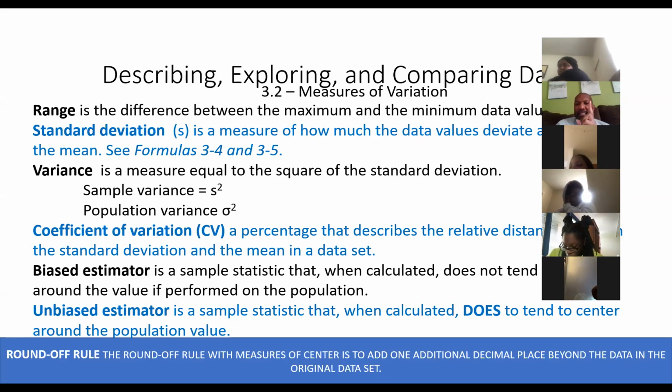Now, a biased estimator is a little different. A biased estimator means this, and let me take it away from the mean. Let's do range. We're going to get the range of test scores on the 3.1 math exam.